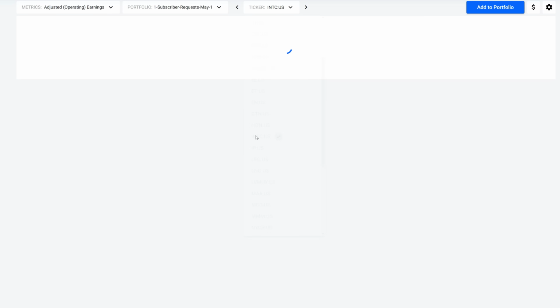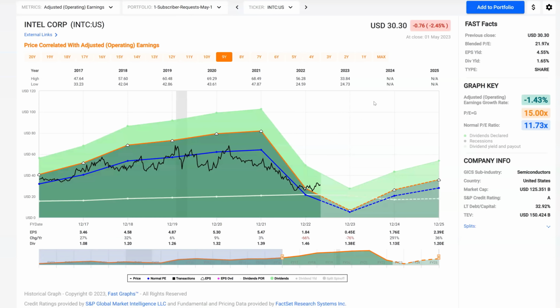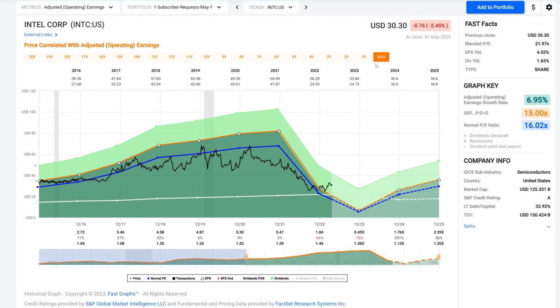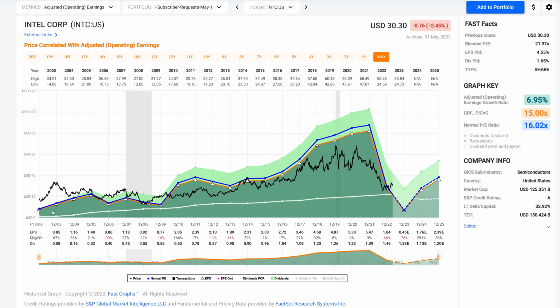Then you look at a name like Intel, and you get a really strong perspective here. Intel has been a semi-cyclical quasi-semiconductor company for years, but then it hit a wall in 2022 and 2023, and it's now beginning to recover, and the stock price has fallen dramatically. But the point is, you understand why this happened by looking at the graph.